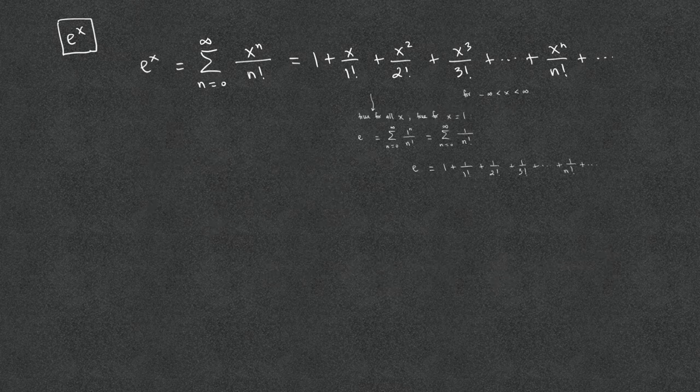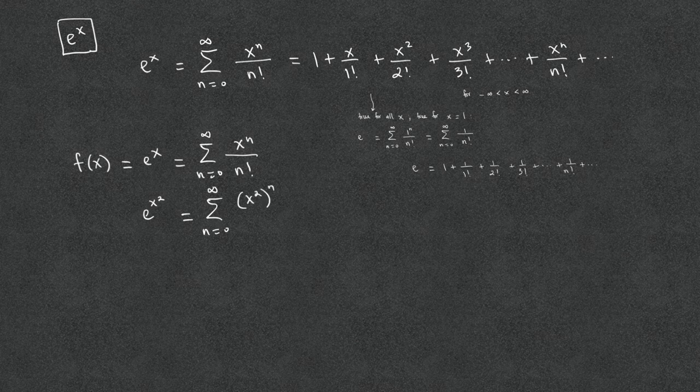The function e^x can be expressed as the series x^n over n factorial. So e^(x squared) is the series x^(2n) over n factorial. One of the applications is that to find the antiderivative of e^(x squared), we can simply integrate the series term by term.